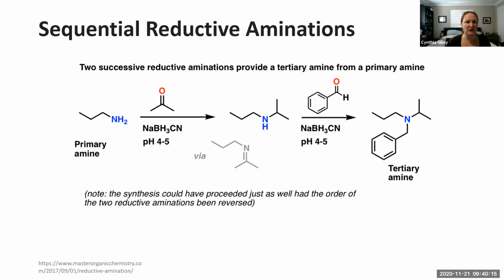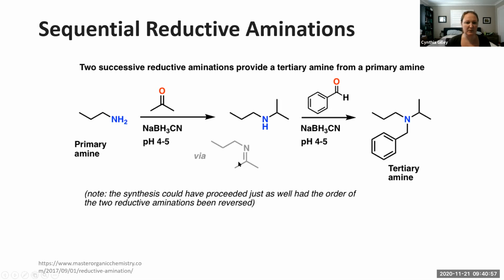Let's look at a sequential reductive amination. You can actually do multiple reductive aminations. For example, from a primary amine, you can do one reductive amination to get to a secondary amine, and then you can further do a second reductive amination to get all the way to a tertiary amine. For example, if you were to take this 3-carbon amine, known as propanamine, and react it with acetone, it will form an imine, such as this one, or exactly this one. Of course, this would be protonated under the acidic conditions to form the iminium ion.